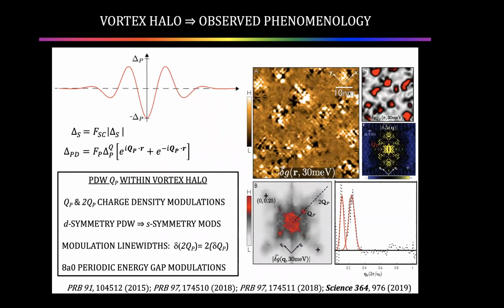These modulations are definitely coming from the vortex core. They satisfy the constraint of induced pair density width. And Enkins even showed that the induced gap modulations have 8 unit cell periods. So that was cool. There's some nice theory papers analyzing these results and concluding they do provide strong evidence that there is a field-induced pair density.